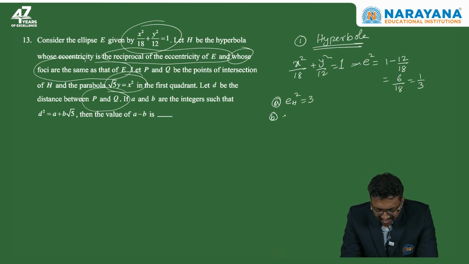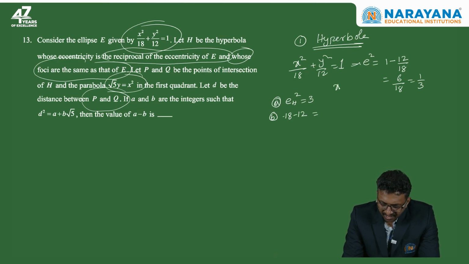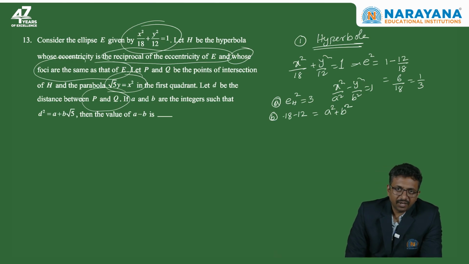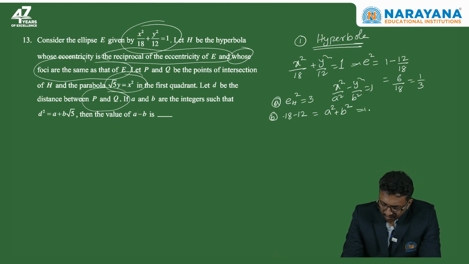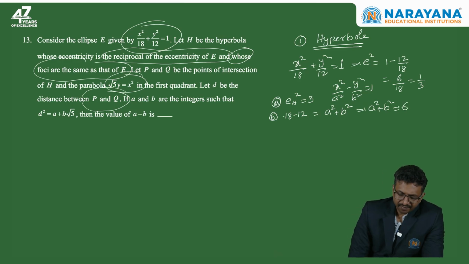Okay. So what is the condition for confocality? So 18 minus 12 is equal to, so if the hyperbola is x square by a square minus y square by b square is equal to 1, then the difference between the denominators of the ellipse has to be the same as the sum of the denominators of the hyperbola. So a square plus b square is equal to 6.